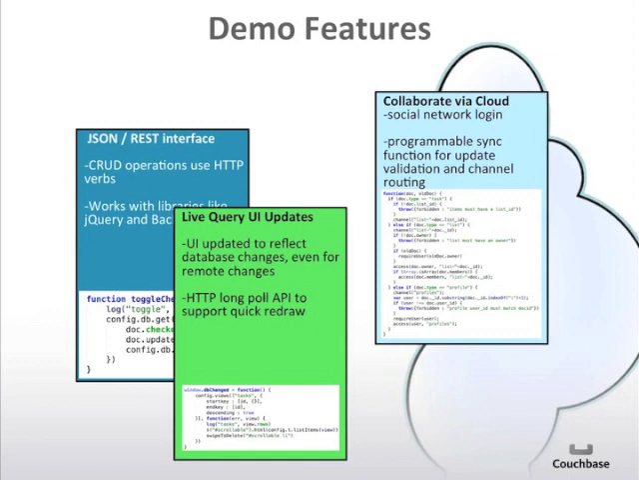So the three features here that I want to focus on, two of them are on the client, and one of them is in the cloud. The cloud is all the sharing stuff and the ability to log in via Facebook, and then some logic that shows who's allowed to do what with the data in the cloud. The stuff on the left in the client is more about the programming model that you'll use if you're building one of these PhoneGap apps. And that same programming model is going to extend to native apps as well.